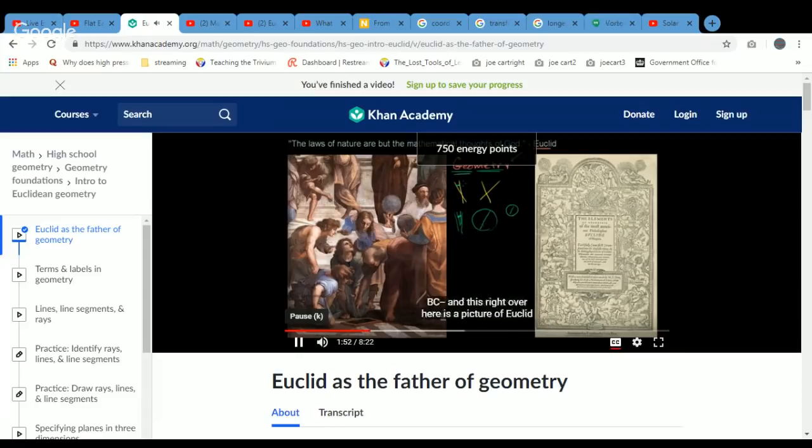is around 300 BC. And this right over here is a picture of Euclid painted by Raphael. No one really knows what Euclid looked like even when he was born or when he died. So this is just Raphael.